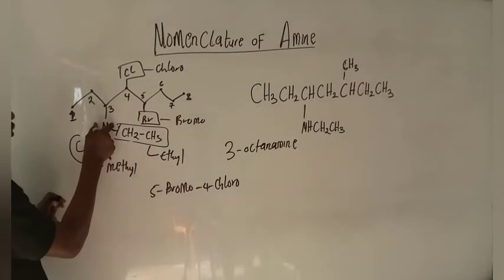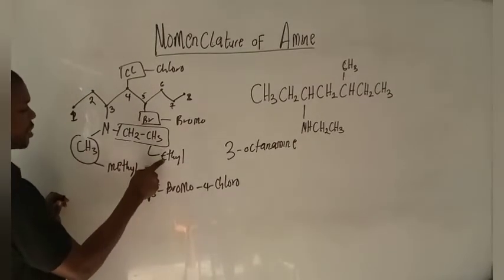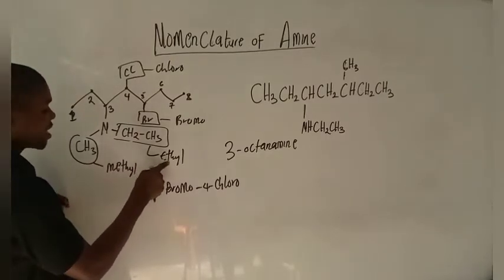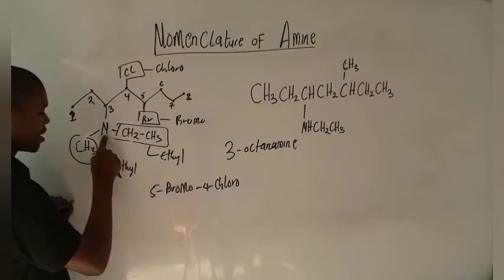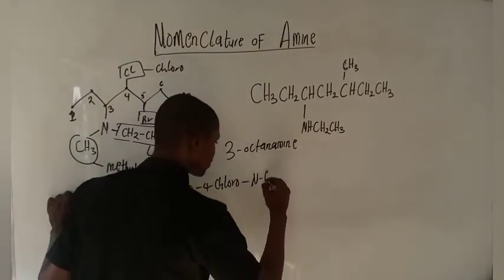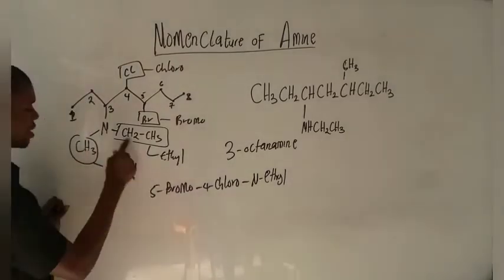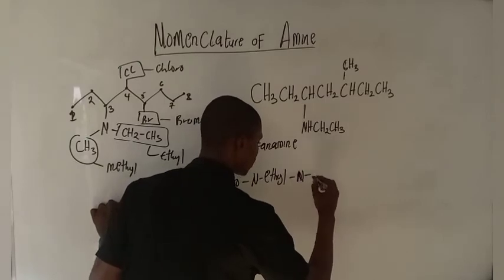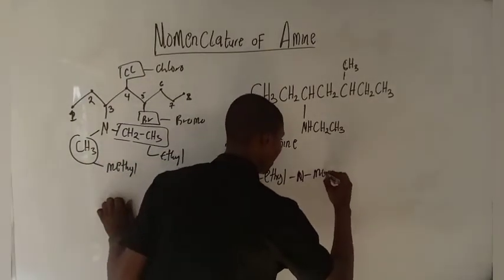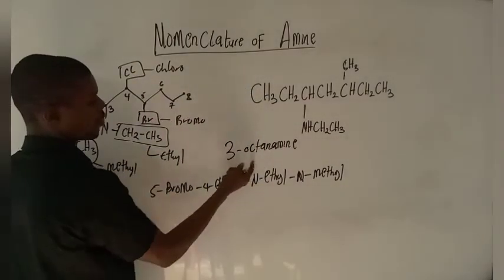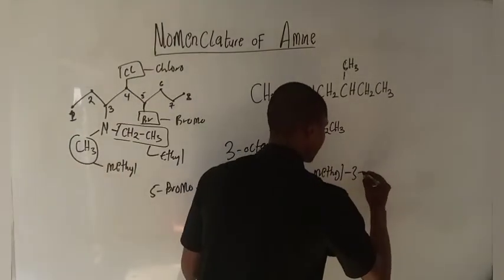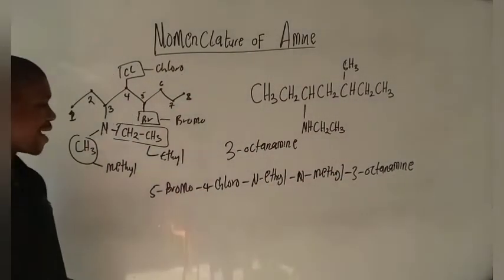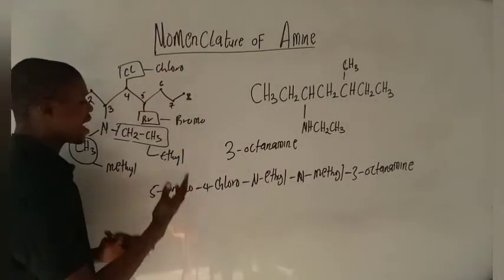Then let me do this other one, nitrogen now. So nitrogen is carrying methyl and ethyl. Now ethyl will come before methyl, right? But this ethyl is attached to nitrogen. Do you get that? So you're going to have N-ethyl. N-ethyl. Then methyl is also attached to nitrogen. So you're going to have N-methyl. You get. Then before that, see the parent chain. So you're going to have 3-octanamine. You get. So that is the name. Oh, the name is very long here. You get. So you can see how easy it is to name.